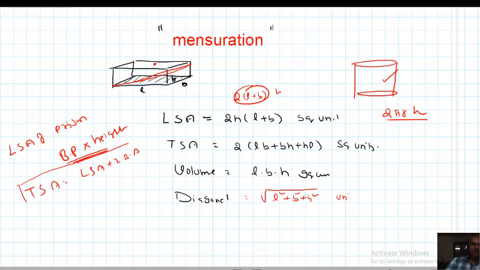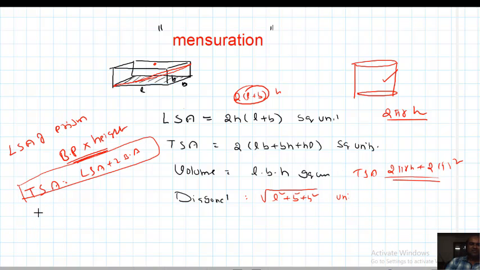This formula is applicable to all prisms, especially the cylinder, which is also a prism. I want to find its total surface area. Lateral surface area means 2 pi r h, plus 2 times base area. Base is in the shape of a circle, pi r square. Therefore 2 pi r h plus 2 pi r square gives the total surface area of a cylinder.